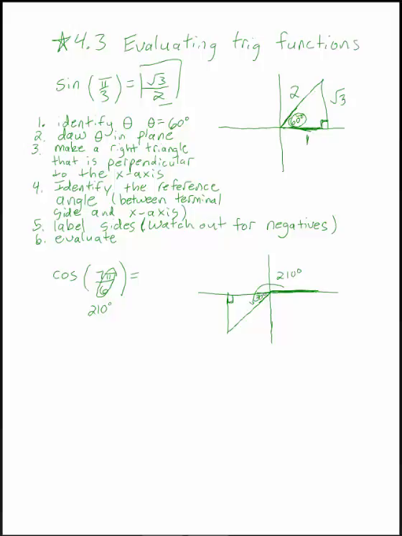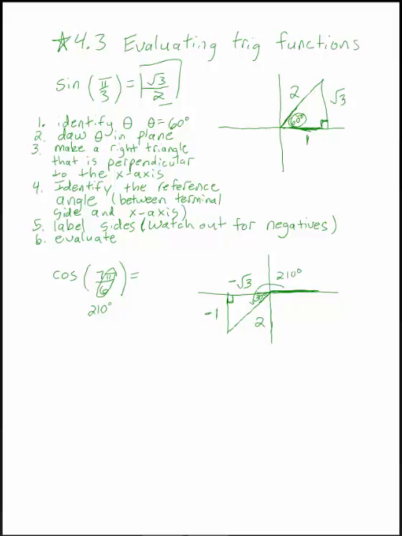Now I can fill in the sides of the triangle. It's going to be a 30, 60, 90 triangle. So opposite the 30 is a 1. Across from the 60, root 3. Hypotenuse is a 2. But I got to be careful here with my negatives. Both the 1 and the root 3 are negative because look at where I am in the coordinate plane.